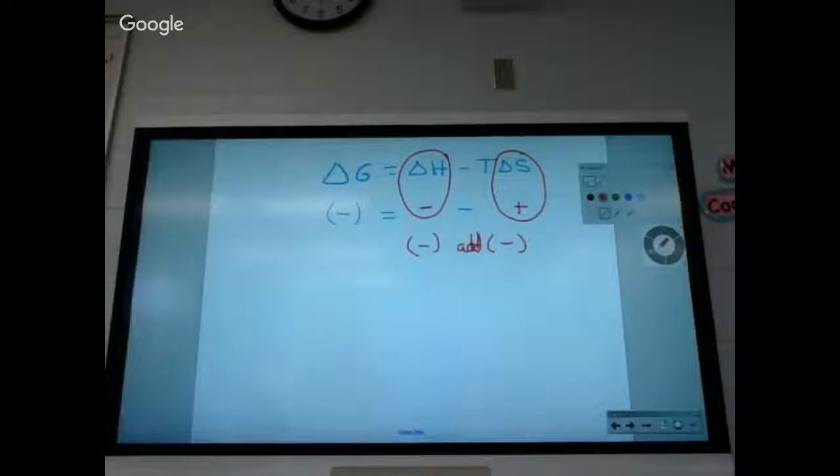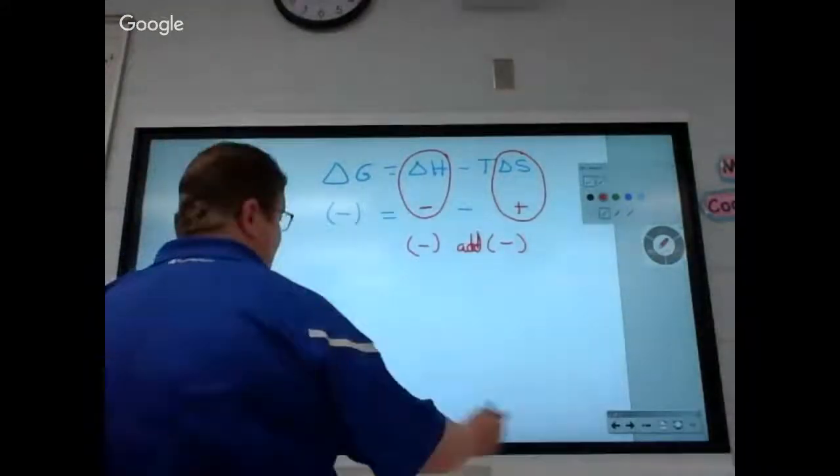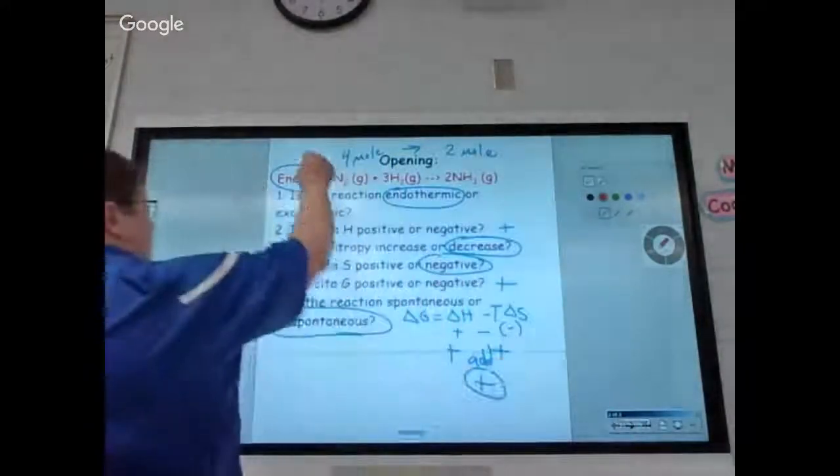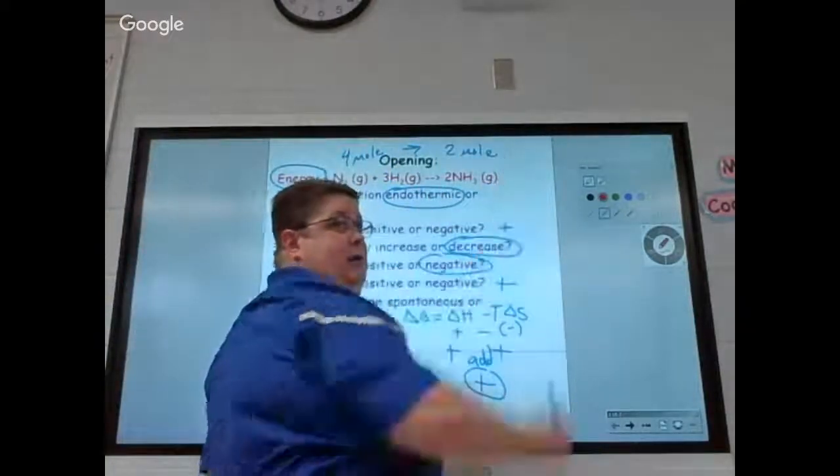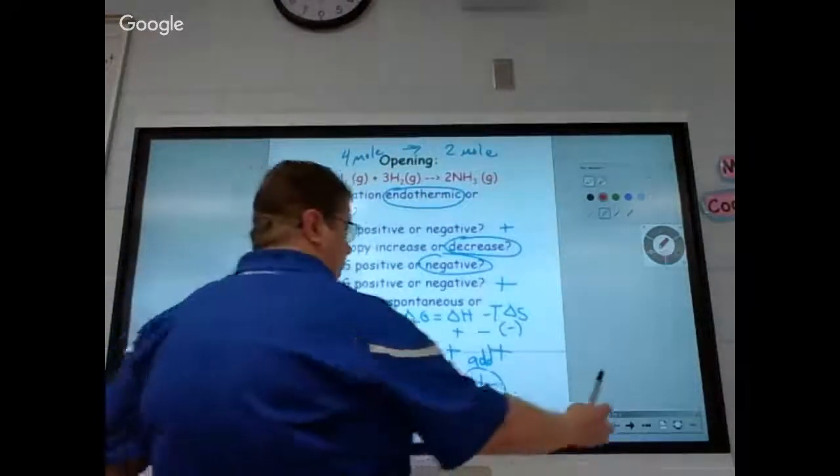Delta H is enthalpy, the heat. Remember, we're not going to actually calculate it. You just look at their signs. The only way you'll know delta H is by the fact that it's either on this side or it's on this side, when we graph.